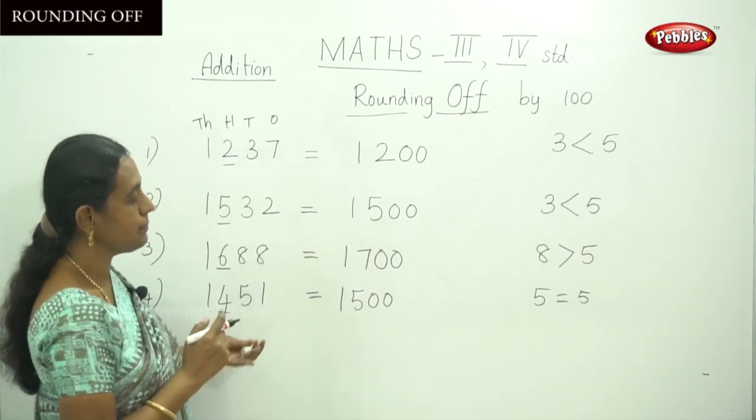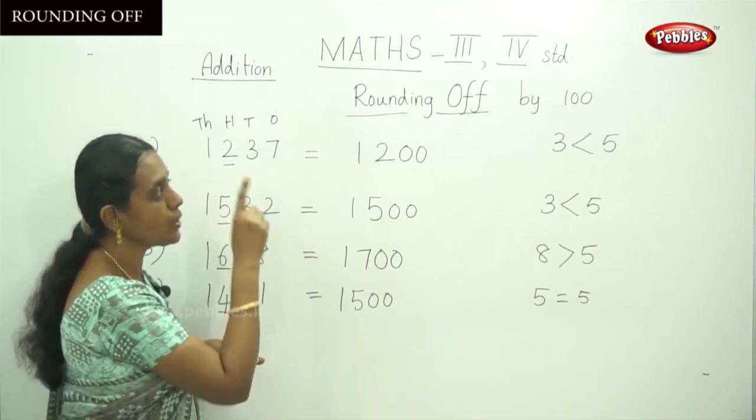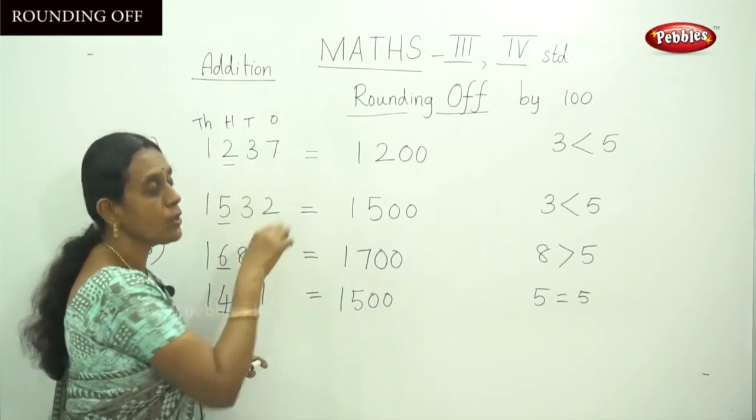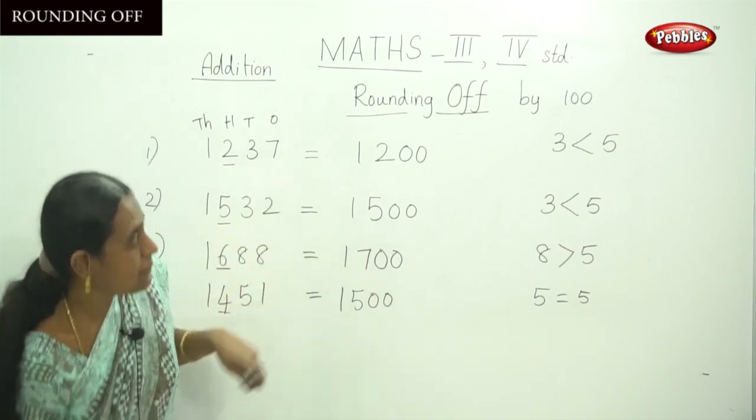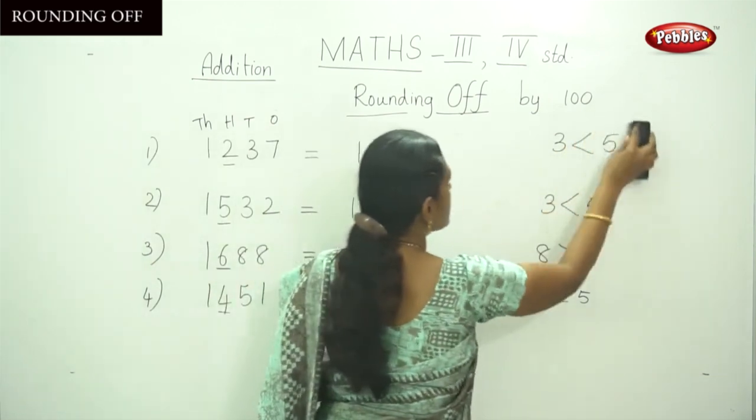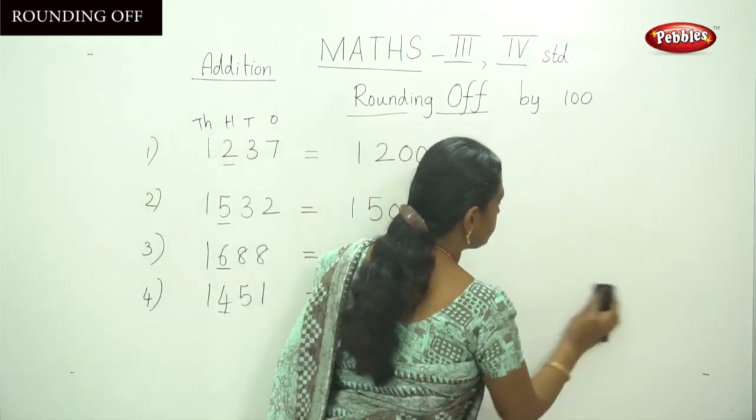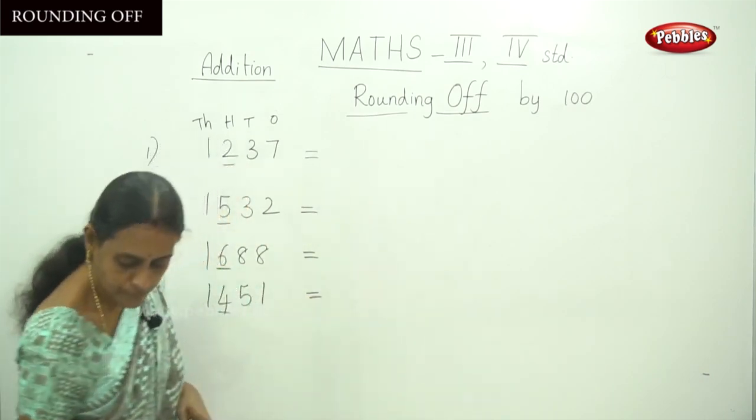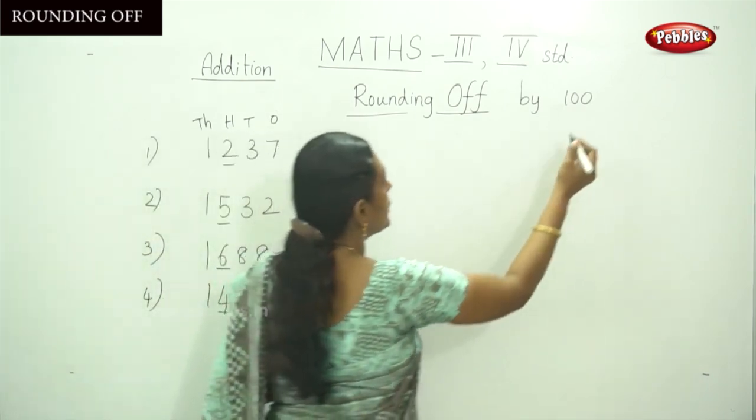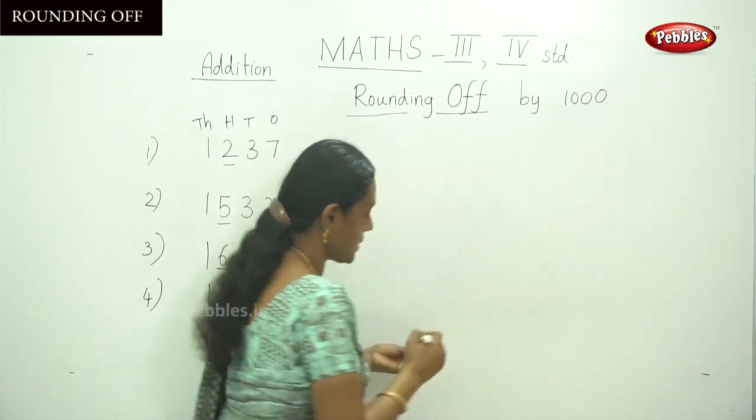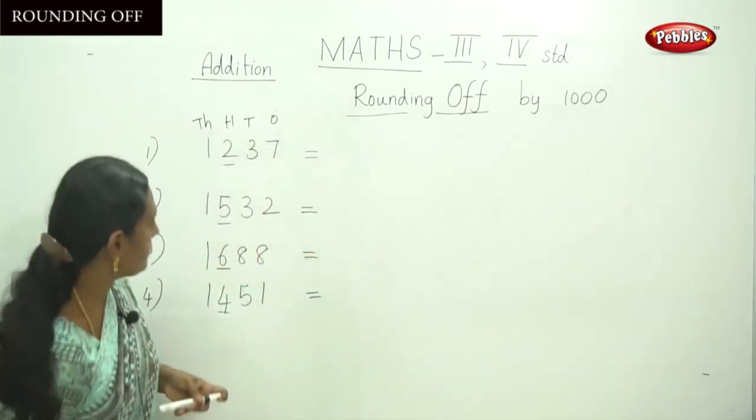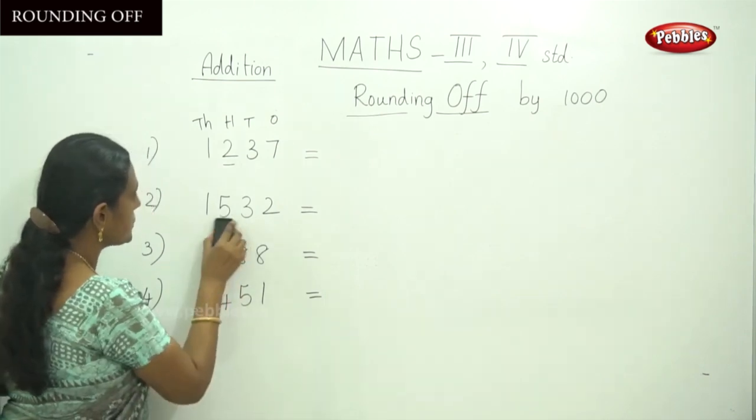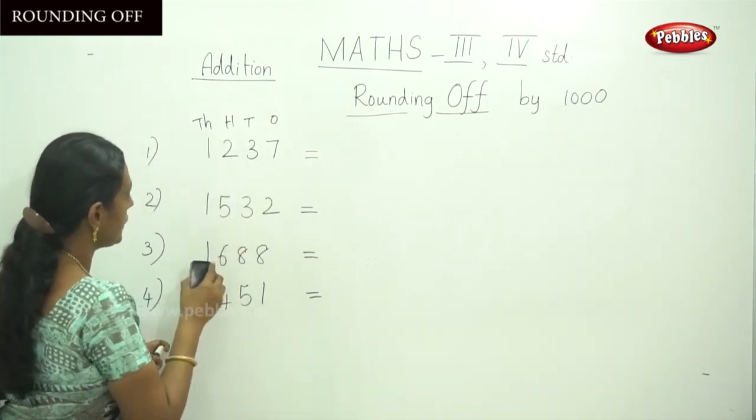Okay, so this is a method of rounding off by 100. Next we move on to rounding off by 1000 with the same question numbers. Let me change the answer. Rounding off by 1000. Here we have to change the number.